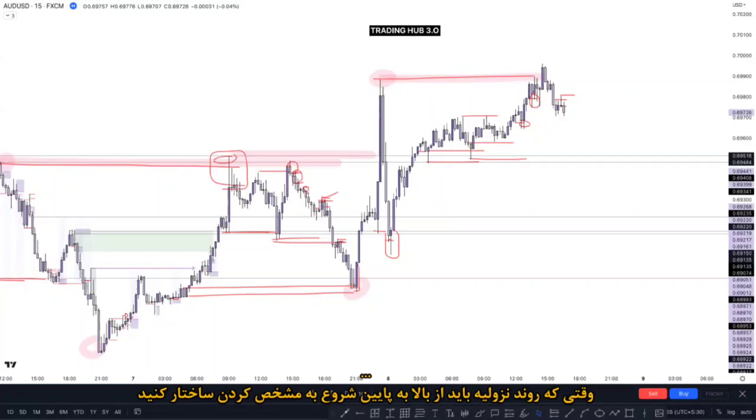Market is bearish, so why do you start marking structure from the top? When the market structure is bearish, then you have to start from the top of the structure, and this is a principle. If the market is bullish, then you have to start from the bottom of the structure.